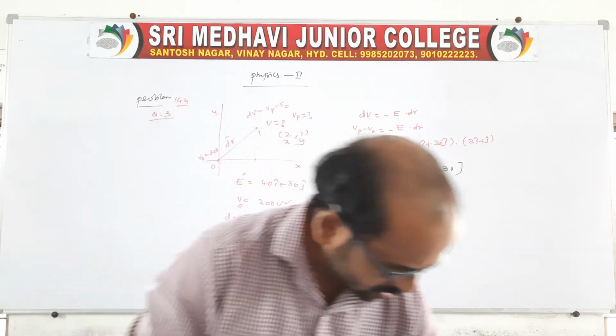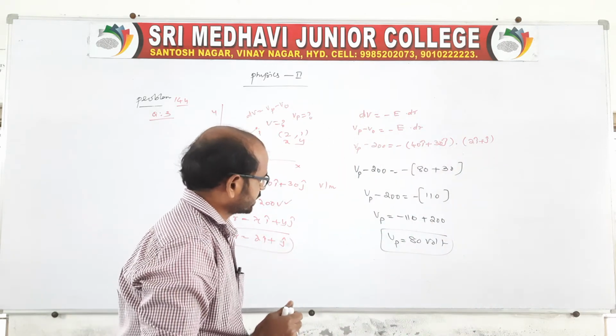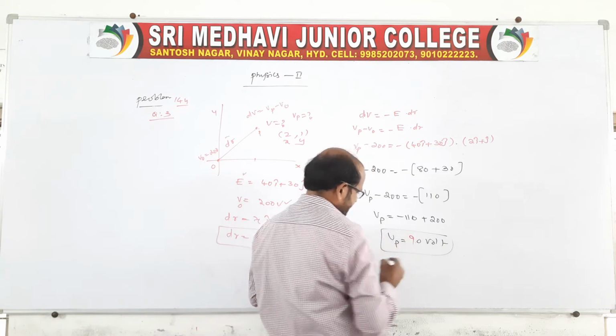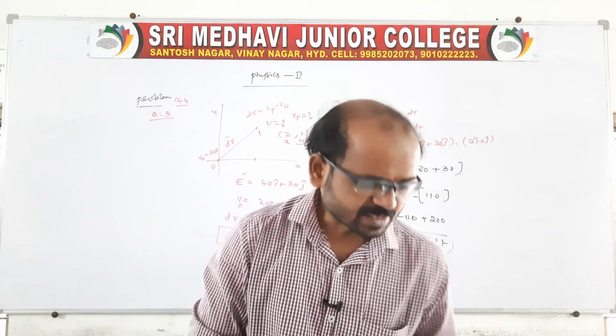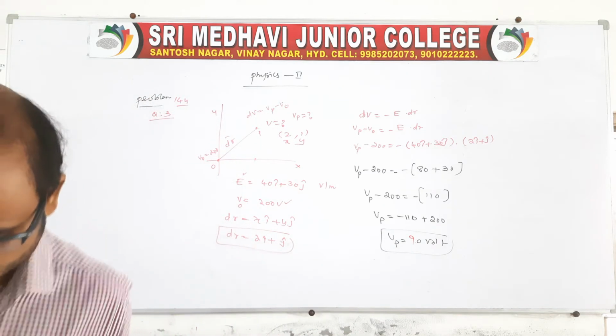So look at the answer. I'm sorry, it is 90. How 90? Okay, so this is minus 110 plus 200, no? 90 is the answer. So this is one more problem. You go through this solution.